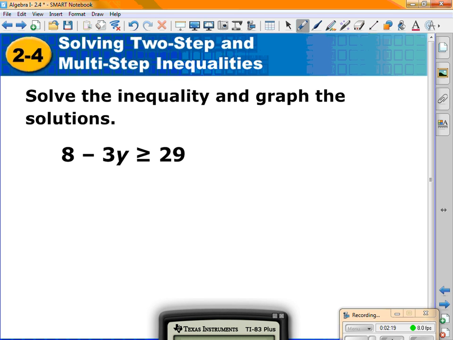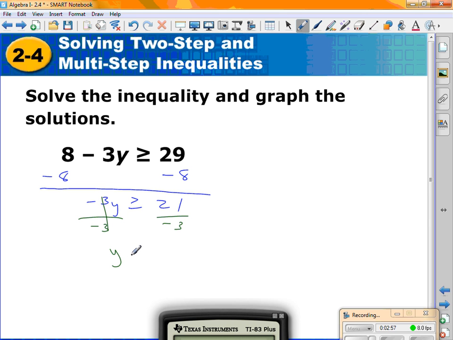Try this one. What side's my variable on? It's on the left. What do I have to do first? Subtract 8. I subtract 8. Negative 3y greater than or equal to, what's 29 minus 8? 21. Next steps, divide by negative 3, divide by negative 3.